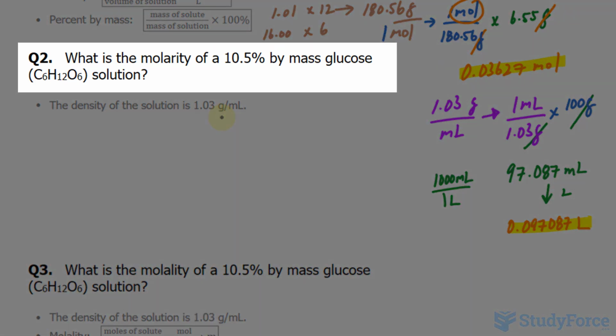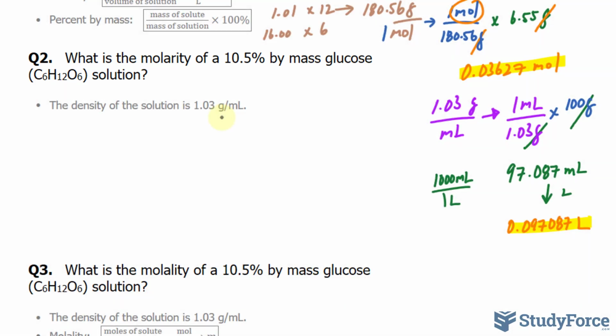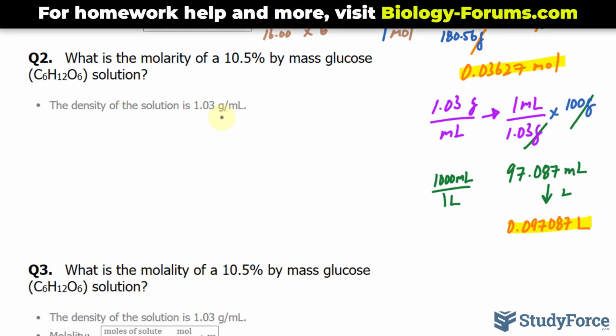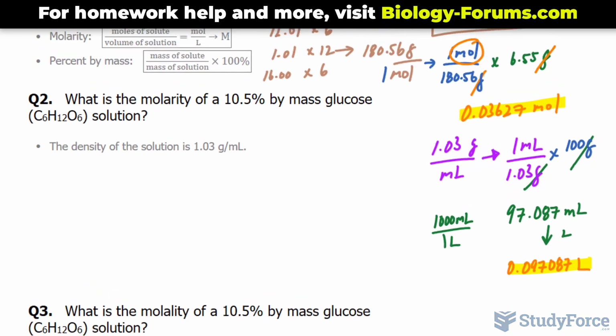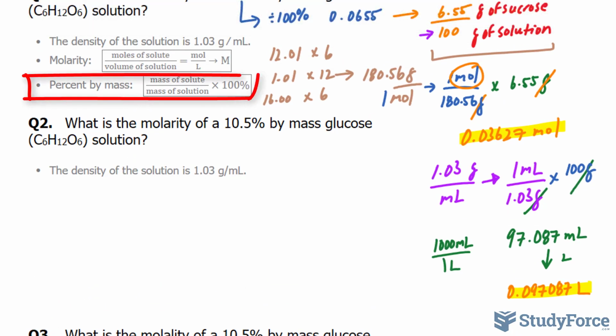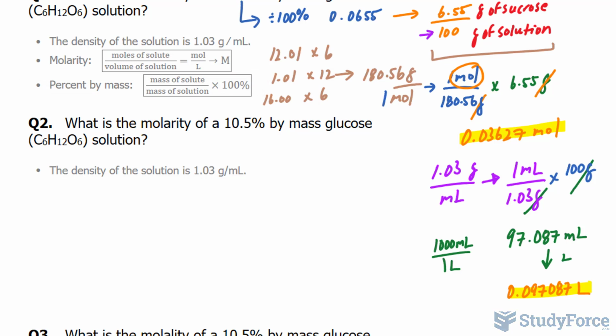What is the molarity of a 10.5% by mass glucose solution? The density of the solution is 1.03 grams per milliliter. So we've been given the percent by mass, and according to what I wrote in part 1, percent by mass relates the mass of the solute, which in our case is glucose, compared to the mass of the solution, that includes the glucose and the water, times 100%. So we don't know the mass of glucose, and we don't know the mass of the solution.